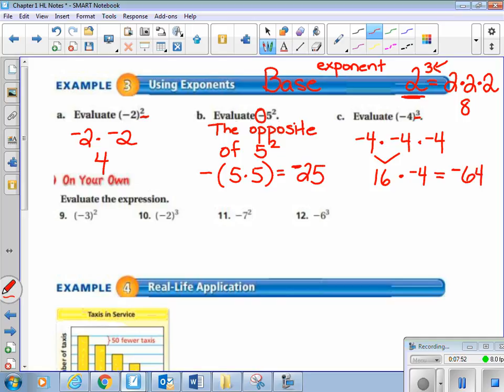So a rule of thumb, with parentheses, when you have an even exponent and you have a negative number being raised to an even exponent, it should yield a positive answer. When you have a negative base to an odd exponent, it's going to end up giving you a negative answer, because a negative times a negative gives me a positive, like you saw here, and then a positive times a negative. My signs are now different, which gives me that negative answer.